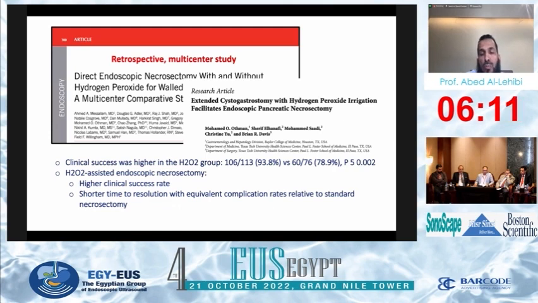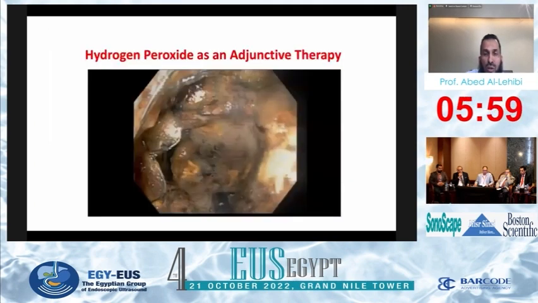Using hydrogen peroxide or not is very helpful, and the success rate is very high with hydrogen peroxide, around 93% compared to 78%, without any additional complication compared to the standard necrosectomy.